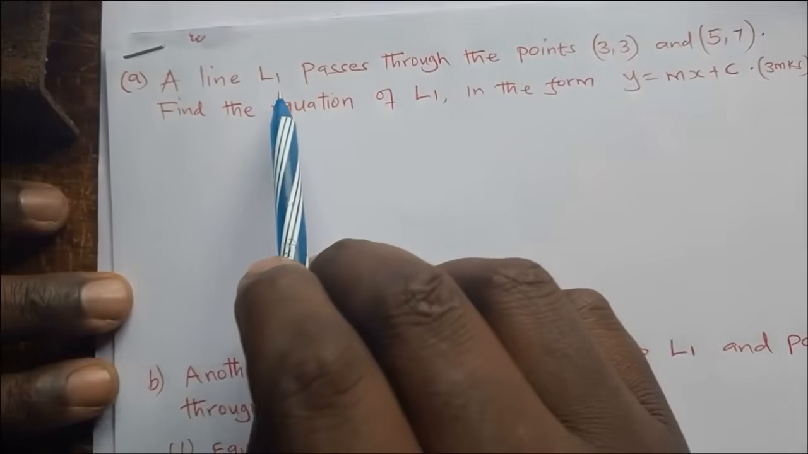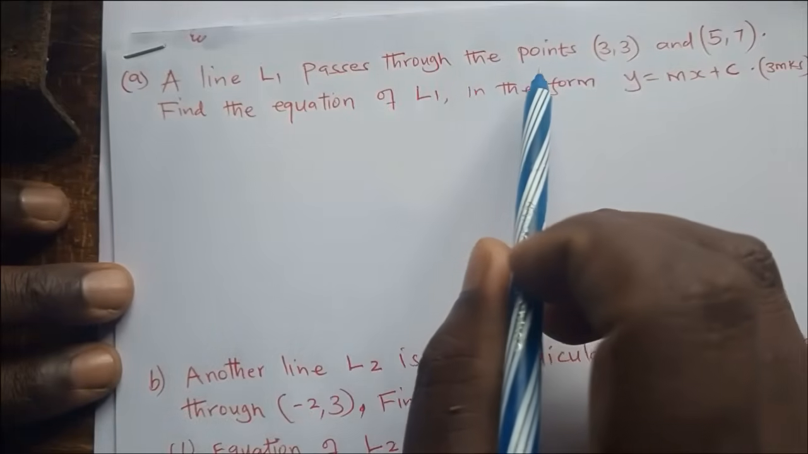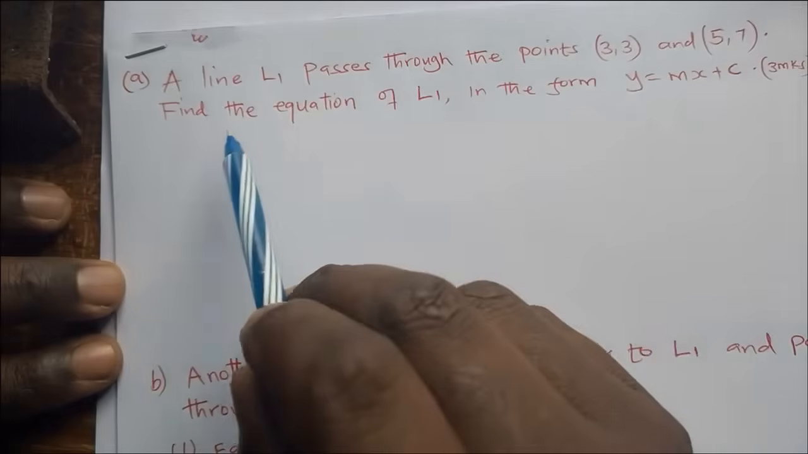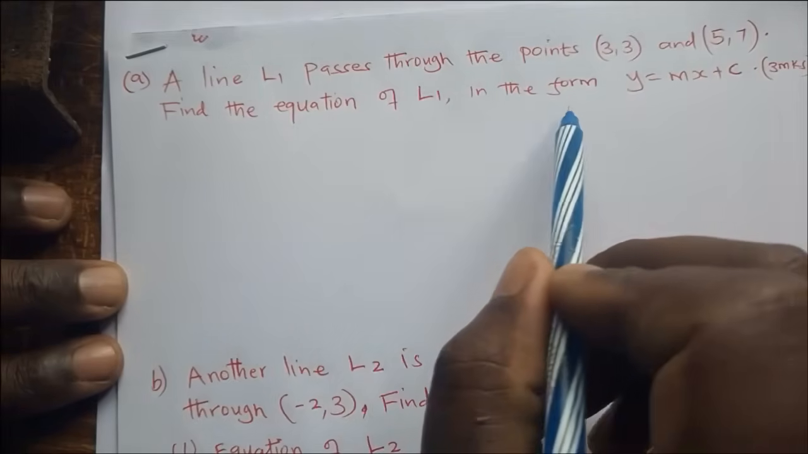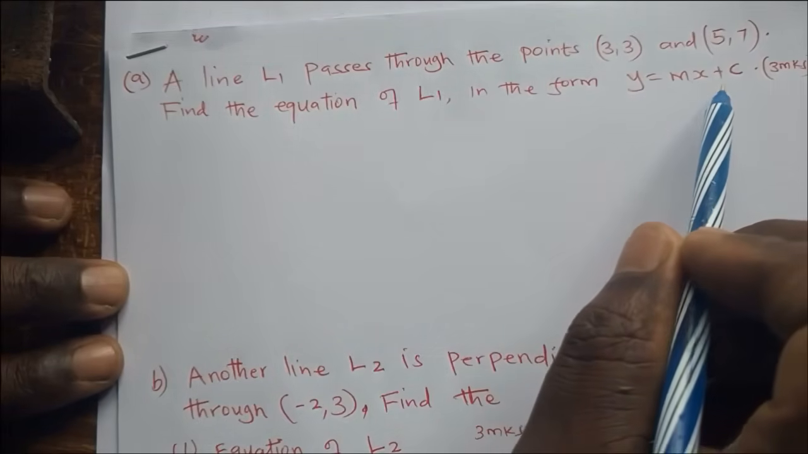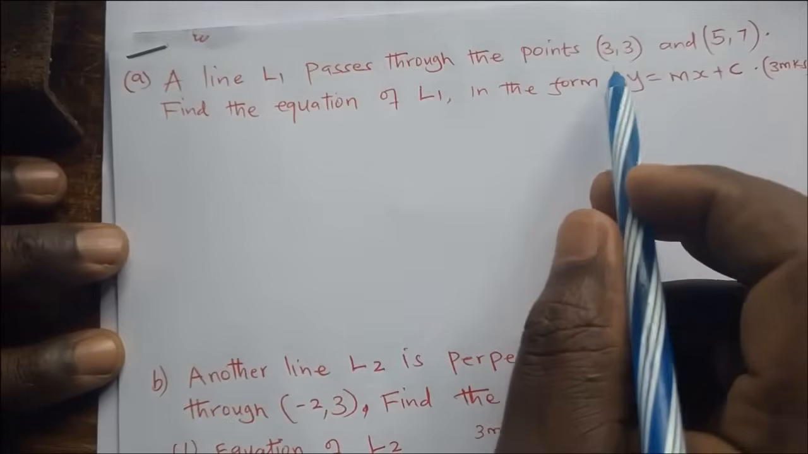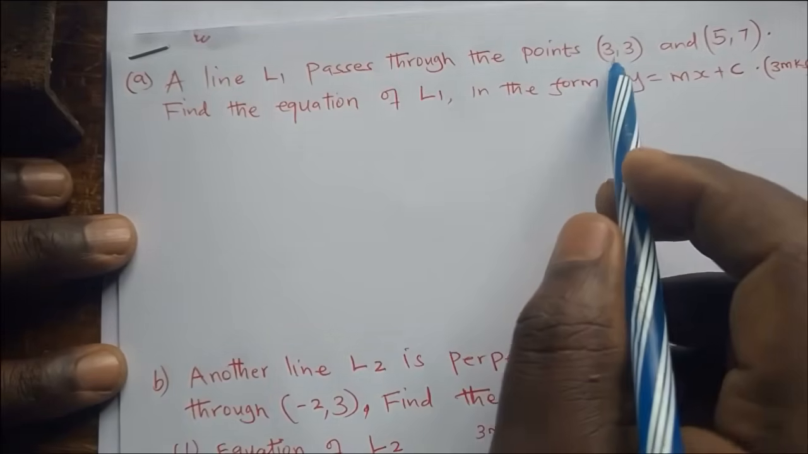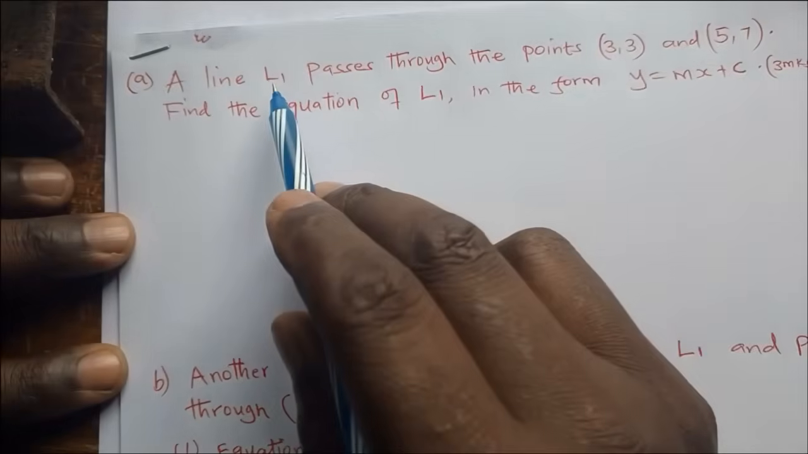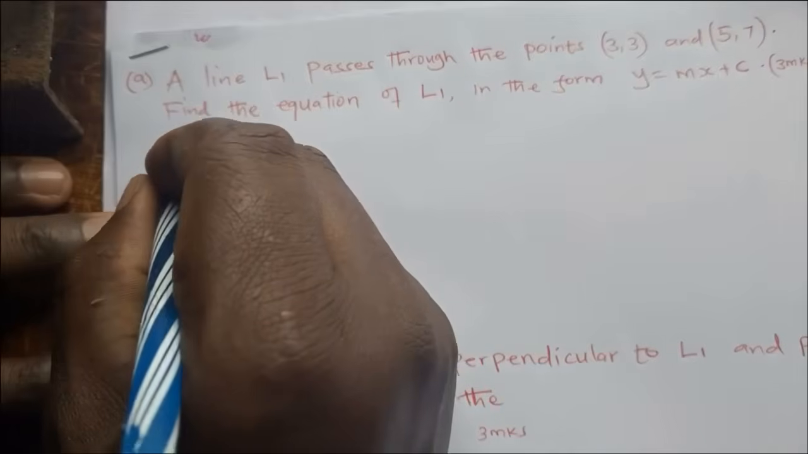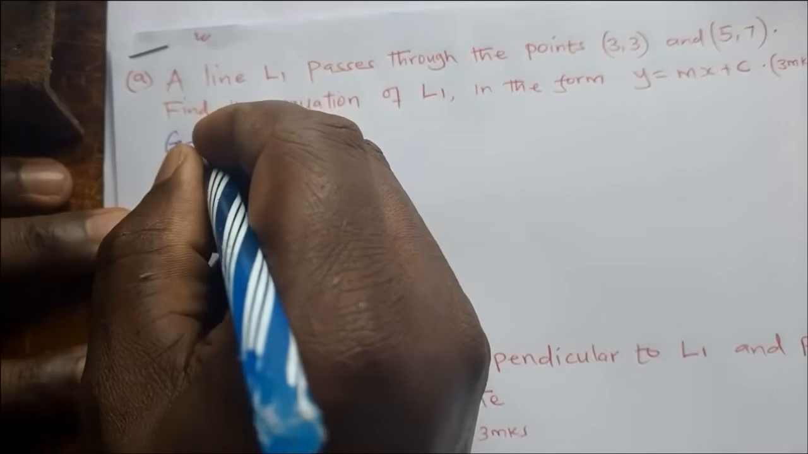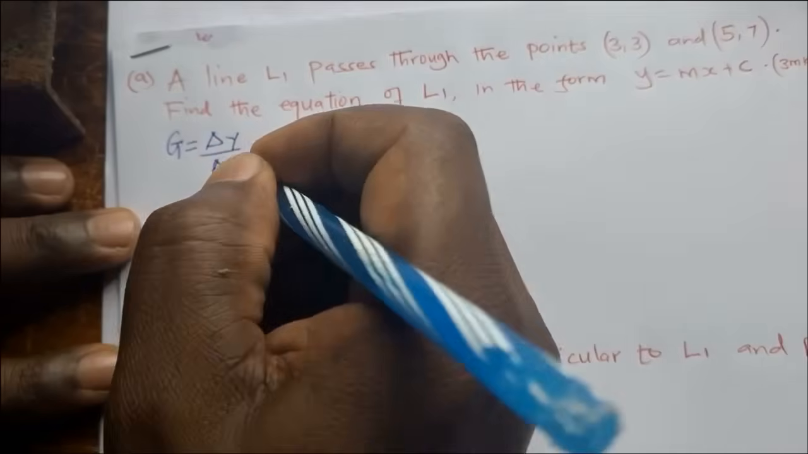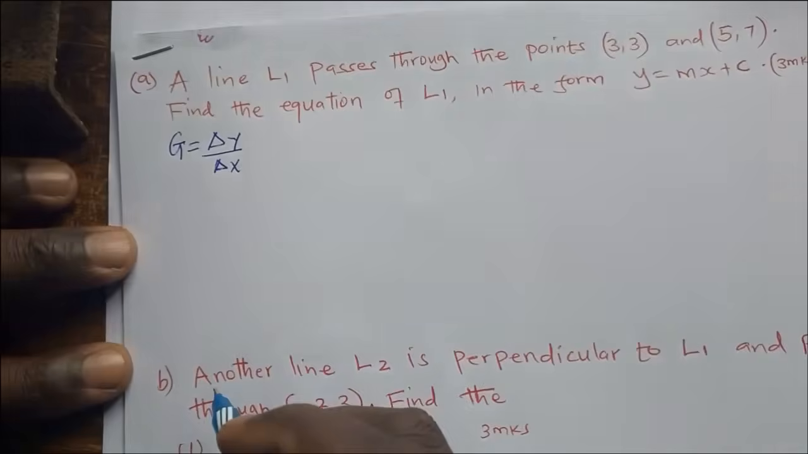A line L1 passes through the points (3, 3) and (5, 7). Find the equation of L1 in the form y is equal to mx plus c. So for us to form an equation, what we need is a gradient. Since we have the 2 points, we can get the gradient of this line L1. So gradient is equal to change in y over change in x.